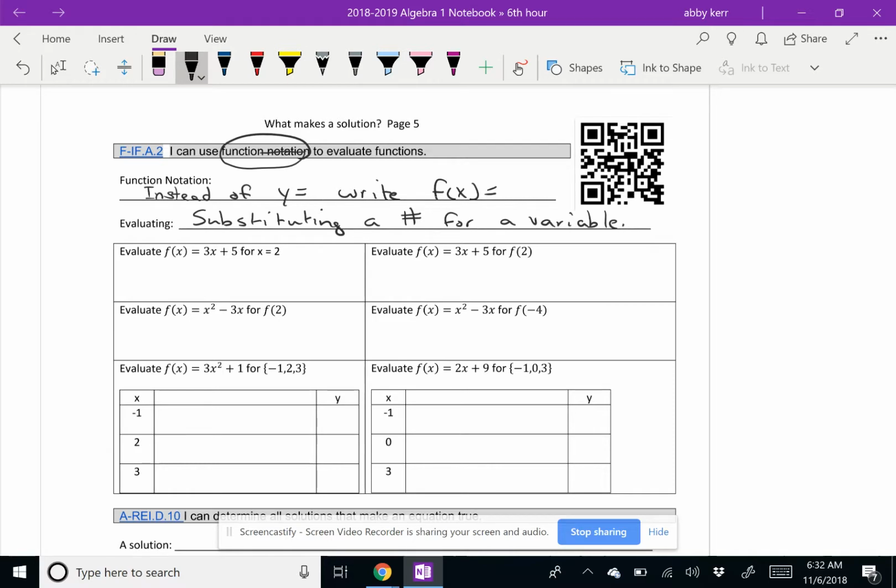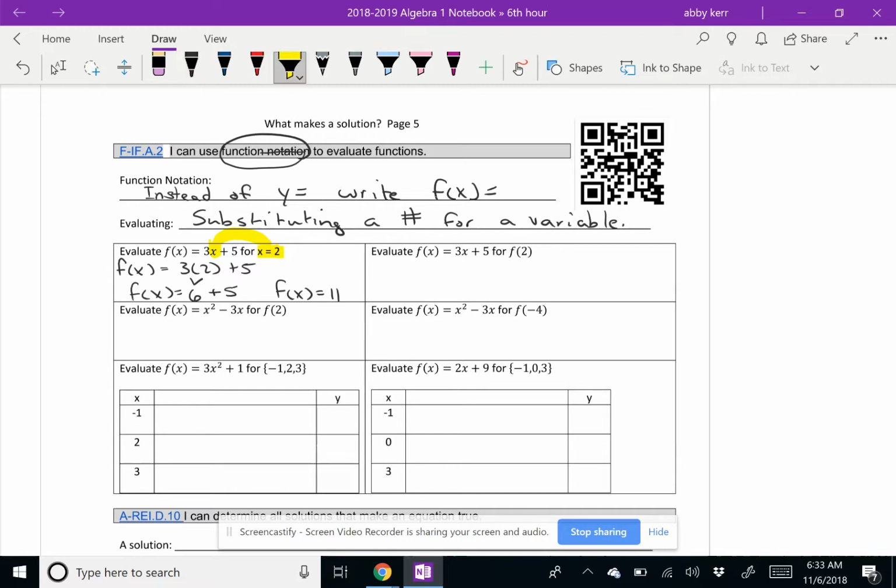So notice in the first problem it says evaluate f of x equals 3x plus 5 for x equals 2. So you're going to put that 2 wherever you see an x value. Now notice I did not highlight f of x because f of x is still your y value. So I'm going to write f of x equals 3 parentheses 2 plus 5. Now you can just input it into the calculator all at once and output 11, or you can do order of operations. 3 times 2 is 6. Bring down the plus 5. So f of x equals 11.